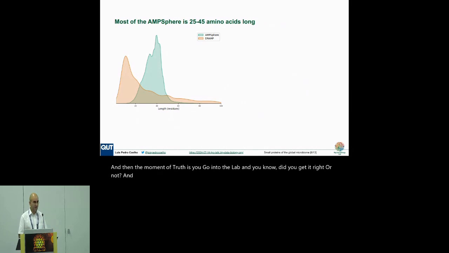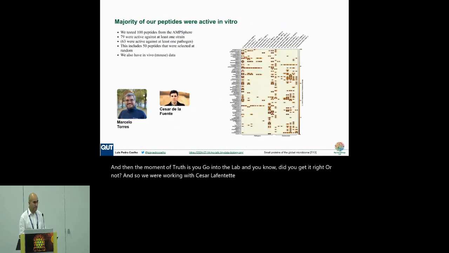And so we were working with Cesar de la Fuente at UPenn, and we synthesized 100 of these, including 50 that were chosen completely at random. So it was completely unbiased there. And 79 were active, at least against one of the strains that we tested.